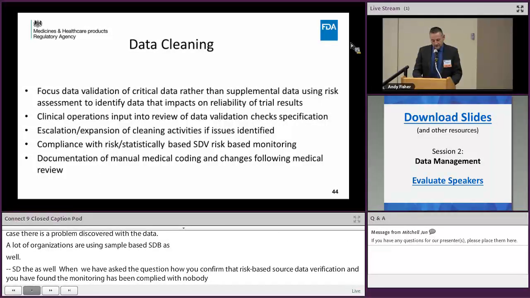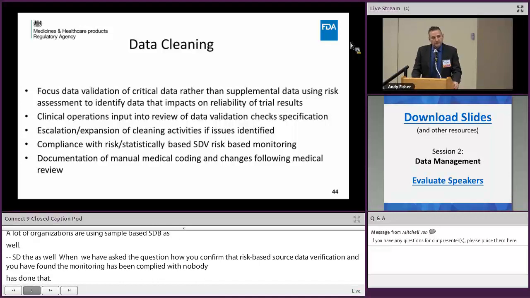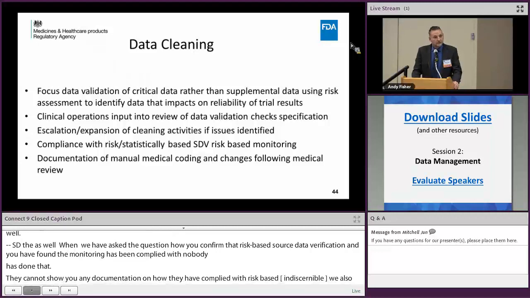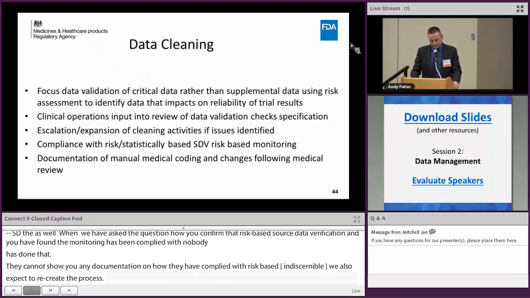For coding, we also expect to be able to recreate the process of how AEs, medical history, etc., were coded, particularly any coding that was done manually and any changes to the coding that were made following a medical review.